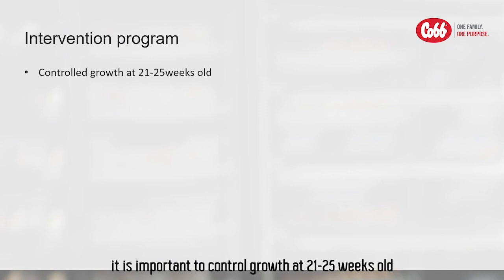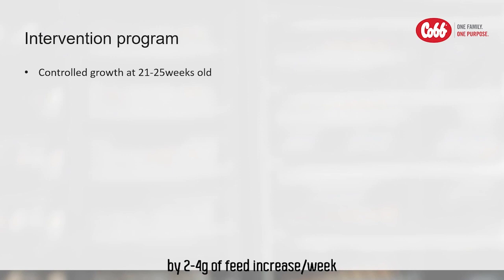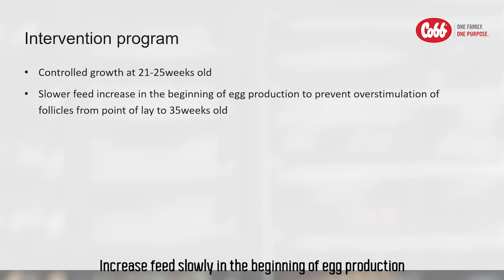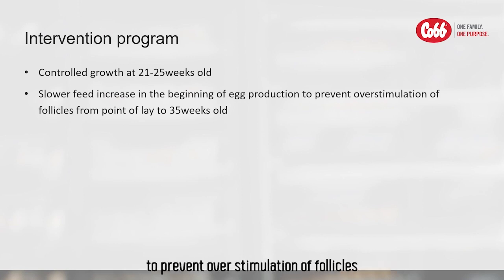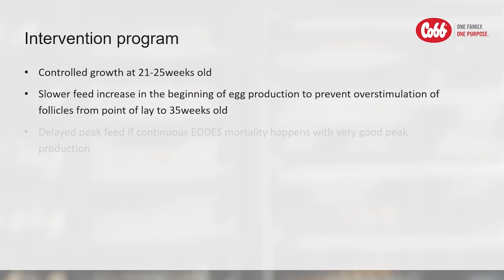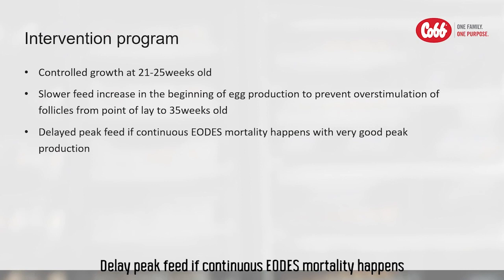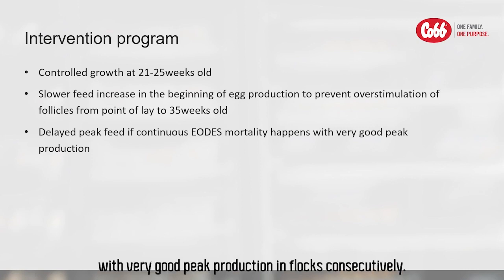To control EODES, it is important to control growth at 21 to 25 weeks old by 2 to 4 grams of feed increase per week until 5% egg production. Increase feed slowly in the beginning of egg production to prevent overstimulation of follicles from point of lay to 35 weeks old. Delay peak feed if continuous EODES mortality happens with very good peak production in flocks consecutively.